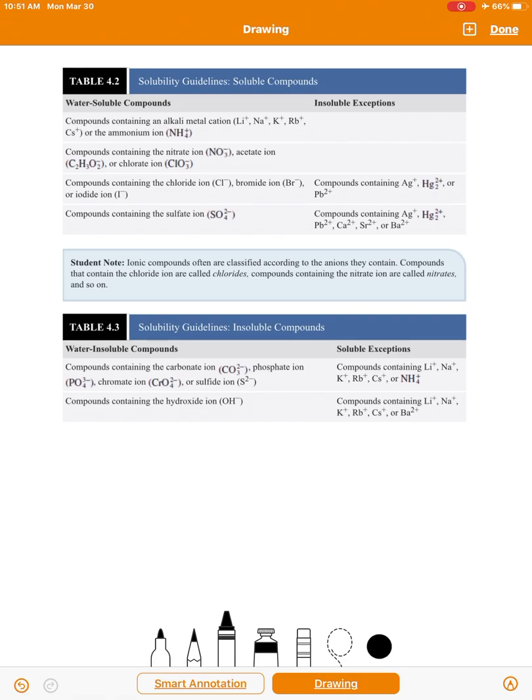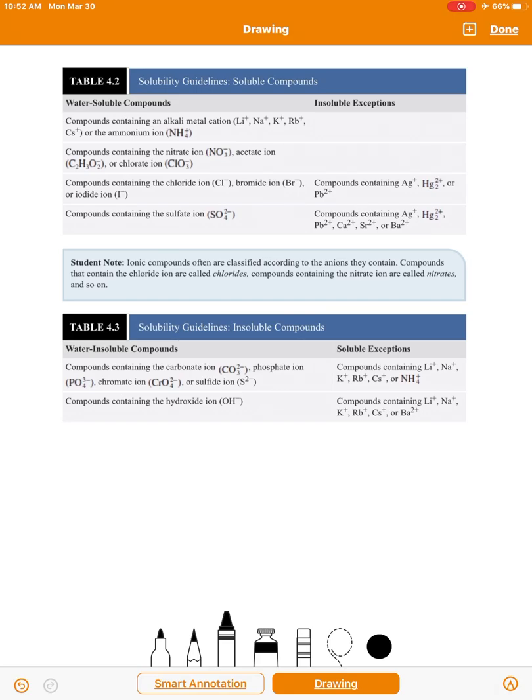So here are the solubility guidelines. Water-soluble compounds. With a few exceptions, there are some exceptions to these, and they're listed here. A compound that has an alkali metal, lithium, sodium, potassium, rubidium, or cesium, or ammonium, are always soluble in water. Compounds that have the nitrate ion, the acetate ion, or the chlorate ion are soluble in water. Compounds containing the chloride ion, bromide ion, and iodide ion are generally soluble with a few exceptions, and that is if they're combined with silver, mercury 1, or lead 2.